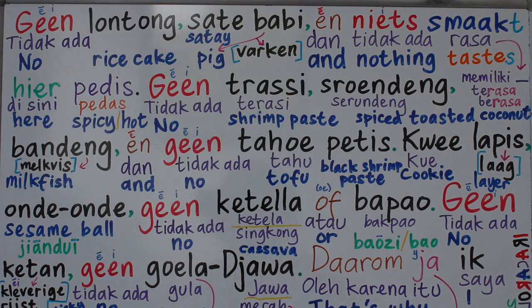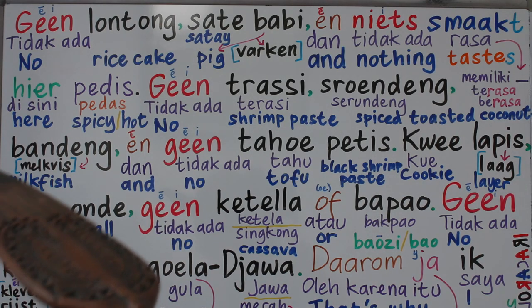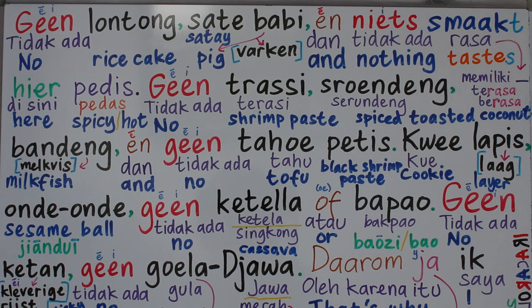Sini itself is come here, here, sini. But if you say di sini, it means here. Or in English, here.